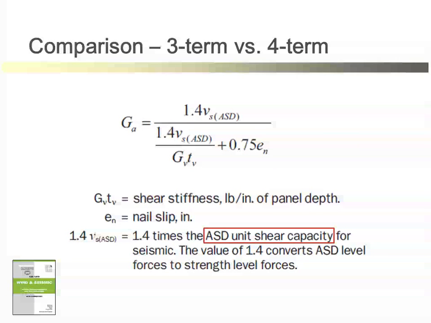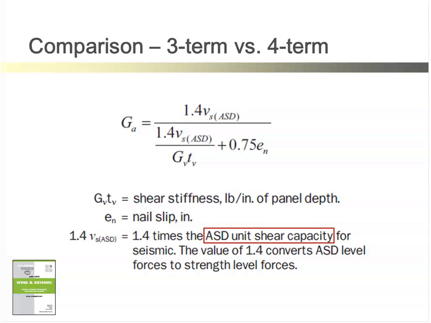and this equation for G sub A is actually defined in the commentary of the Wind and Seismic Standard, but this G sub A term is actually tabulated in the panel shear stiffness tables, and is used to calculate the component of deflection due to shear deformation. And it replaces the need for some of those intermediate calculations that separately account for nail slip and panel shear stiffness.